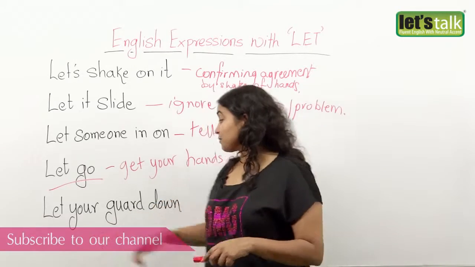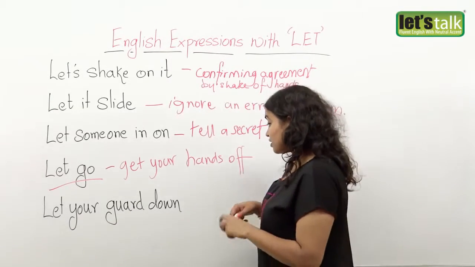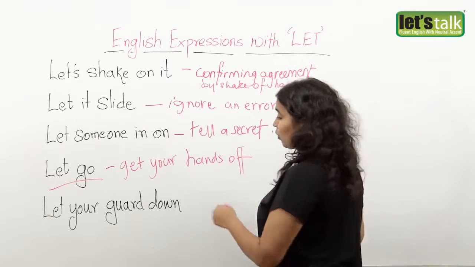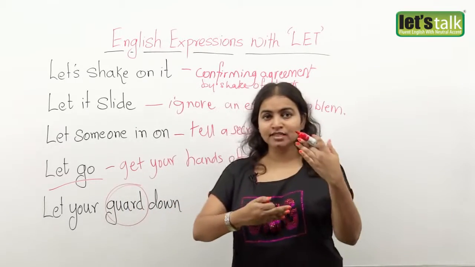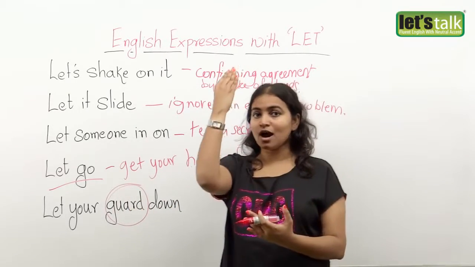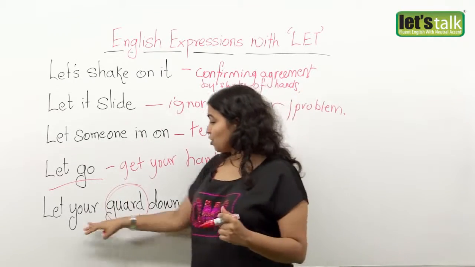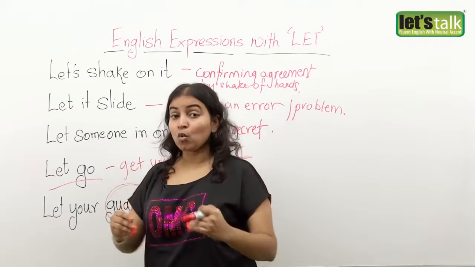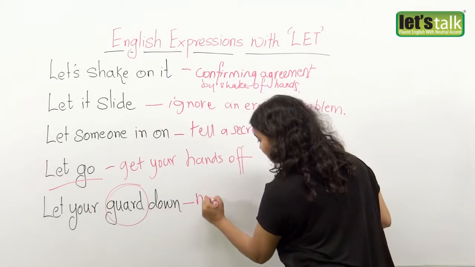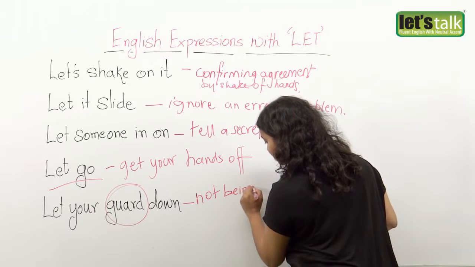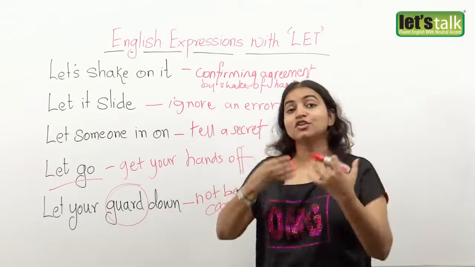The next one is to let your guard down. Okay, so what is a guard? A guard is something that protects you, right? So as long as your guard is up, you are protected. You are being very careful. So when you let your guard down, when you let your guard slip, it basically means that you are not being careful, or you are not protecting yourself, okay?